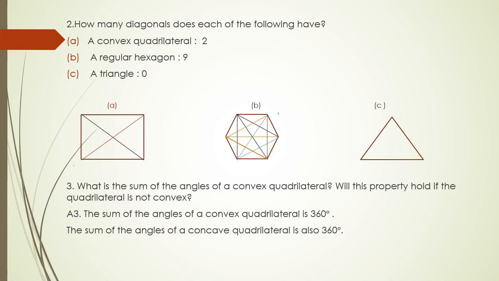Now question number 3. What is the sum of the angles of a convex quadrilateral? Will this property hold if the quadrilateral is not convex? Children, the sum of the angles of a convex quadrilateral is 360 degrees. The sum of the angles of a concave quadrilateral is also 360 degrees, right?